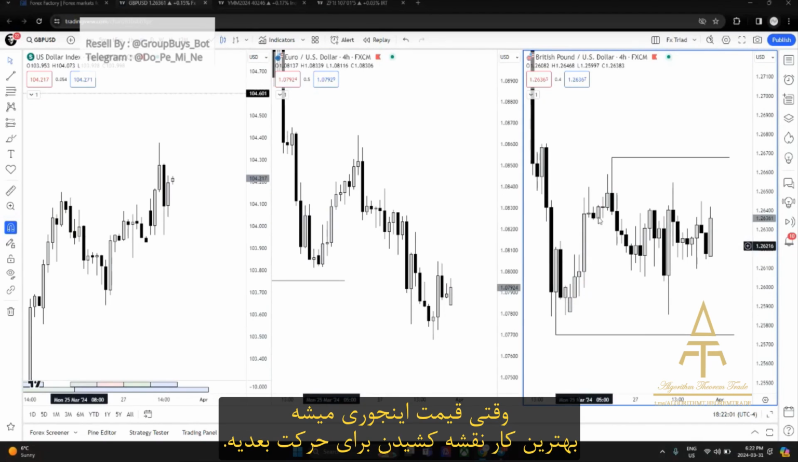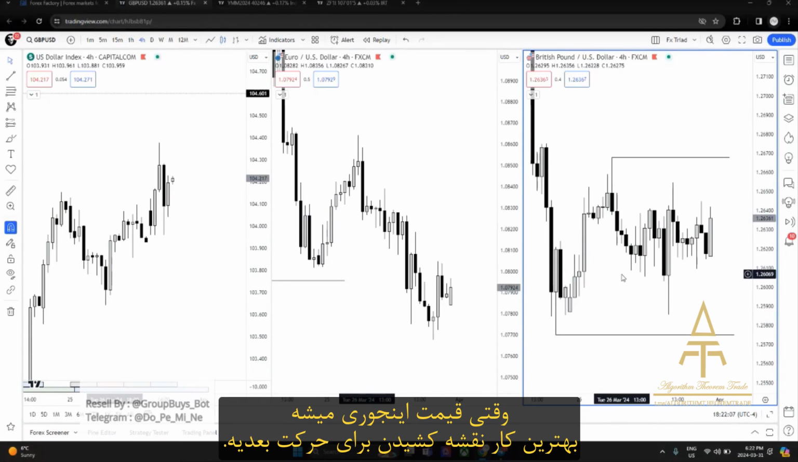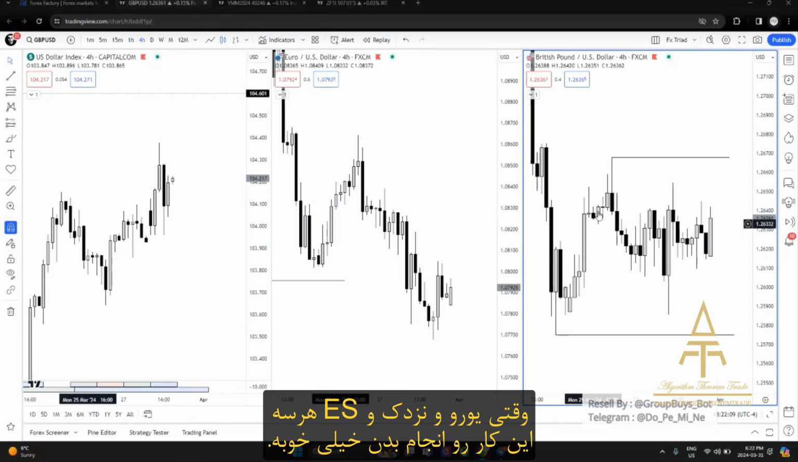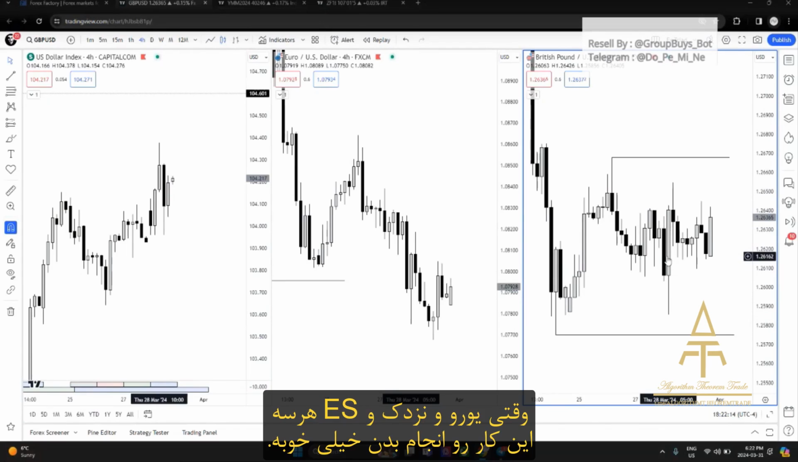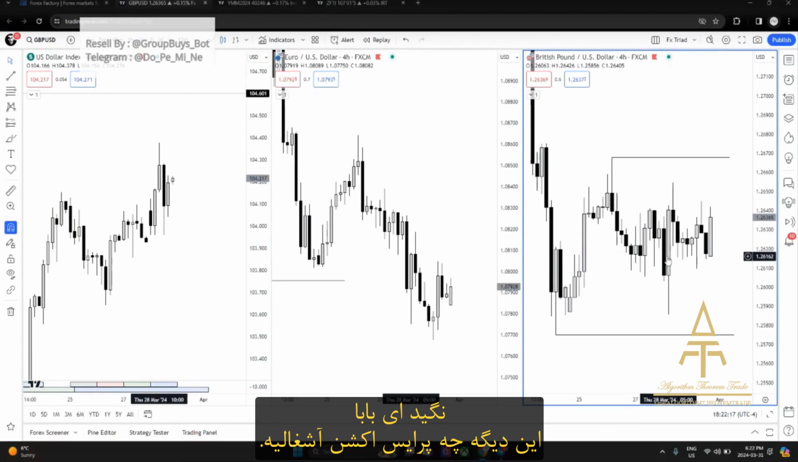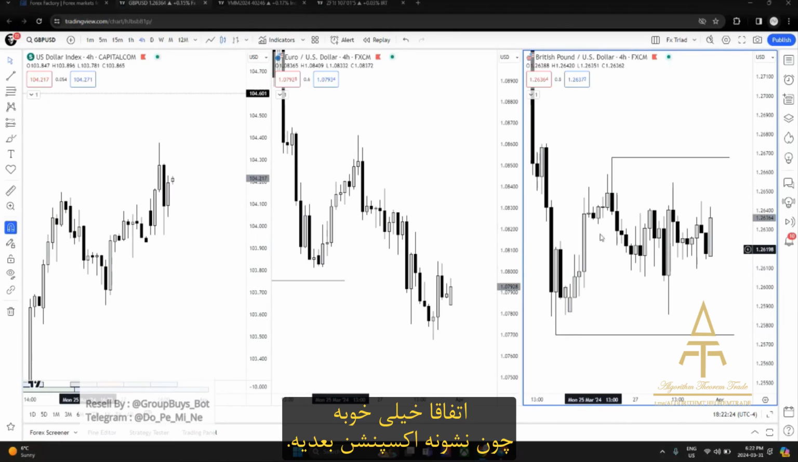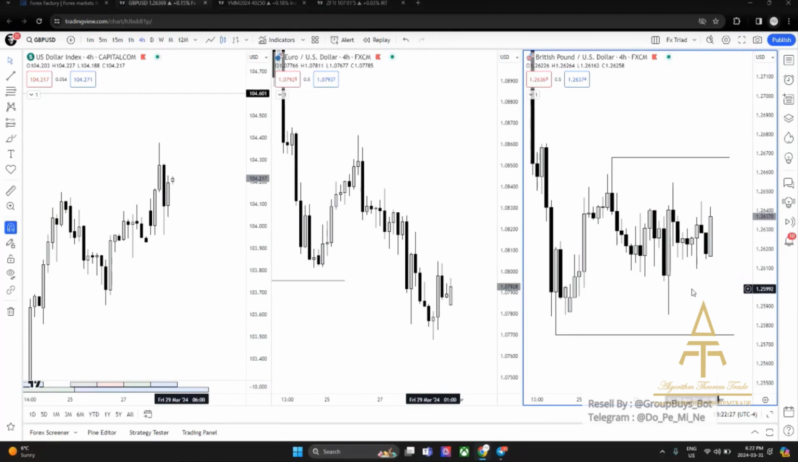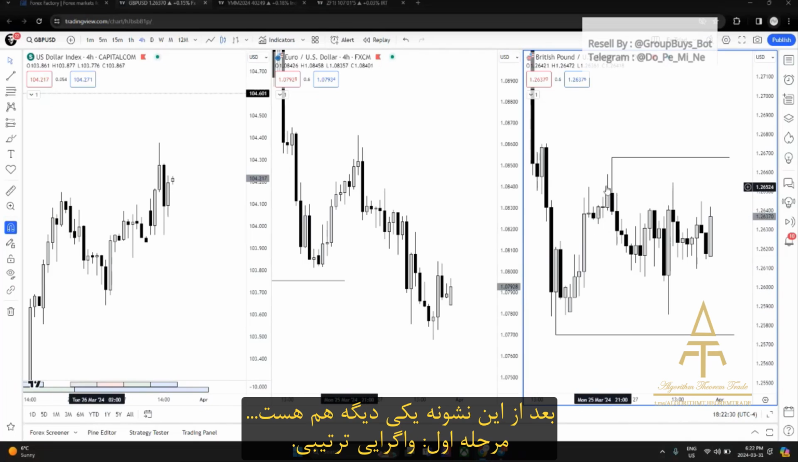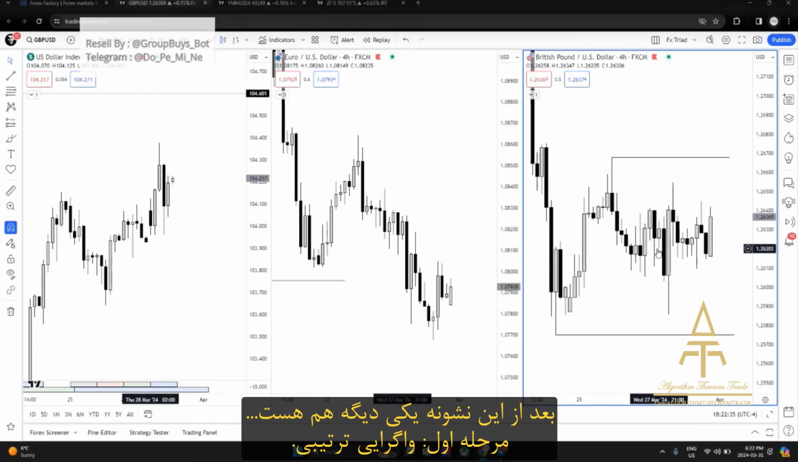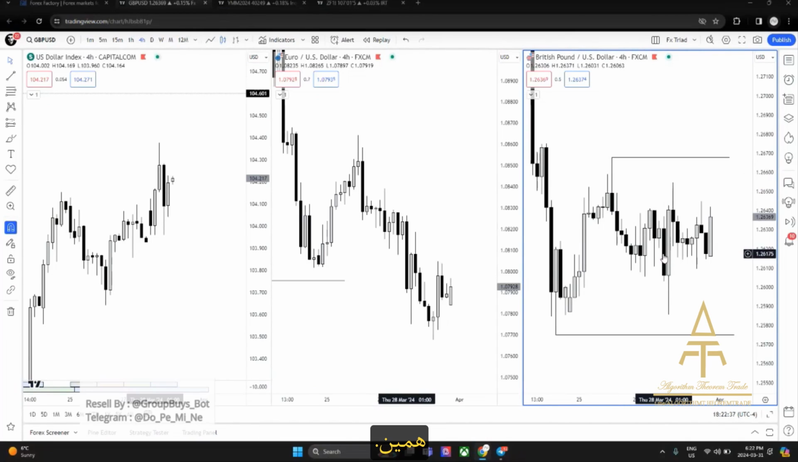But whenever you see price like this, it's the best time to sit and plan what to do. If you ever see the euro doing this, the ES doing this, the Nasdaq doing this, that's good. Don't sit around and be like, oh no, this is garbage price action. I hate this. No, you should love this, because this is a sign that expansion is coming. And after this sign, there's another sign. What is it? You already know, it's stage 1, sequential SMT. Right? That's it.